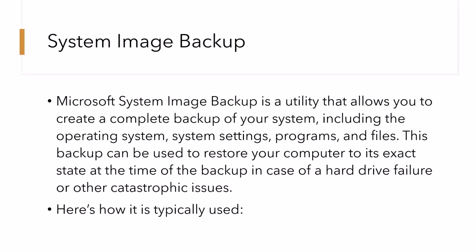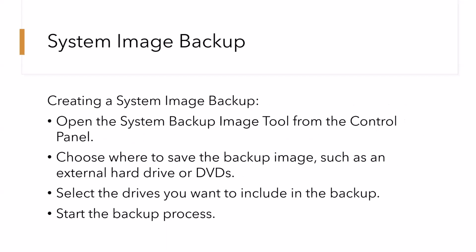Microsoft Image Backup is a utility that allows you to create a complete backup of your system, including the operating system, system settings, programs, and files. This backup can be used to restore your computer to its exact state at the time of the backup in case of a hard drive failure or other catastrophic issues. And here is how it's typically used.